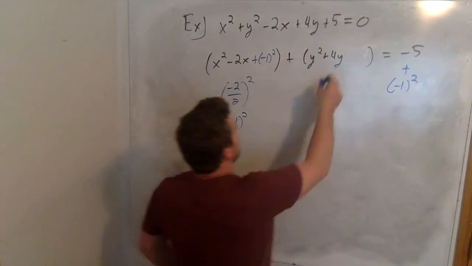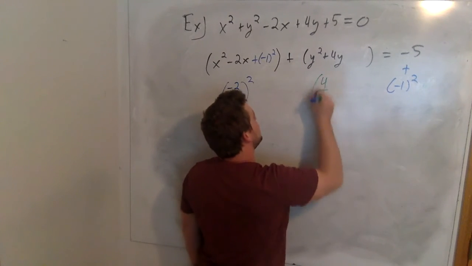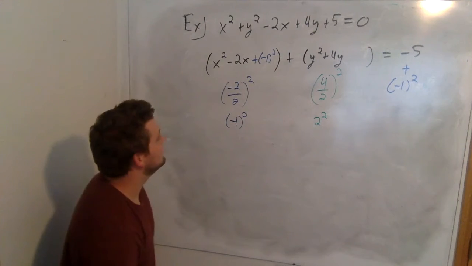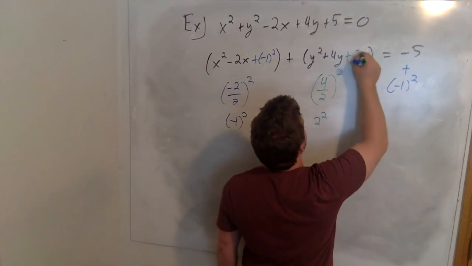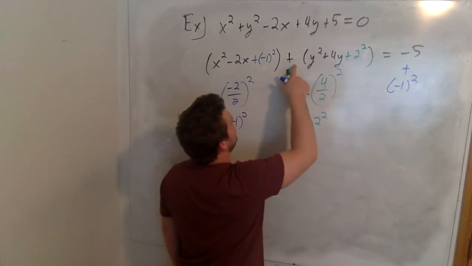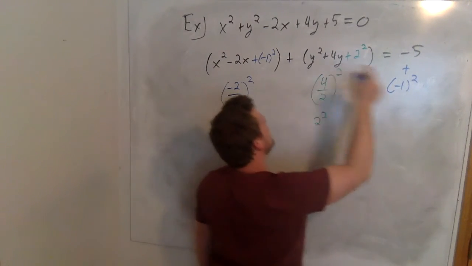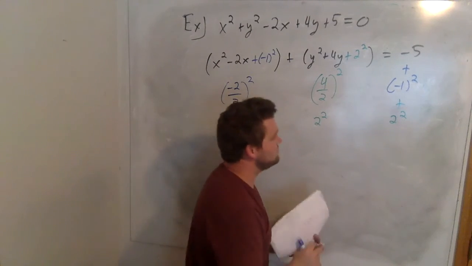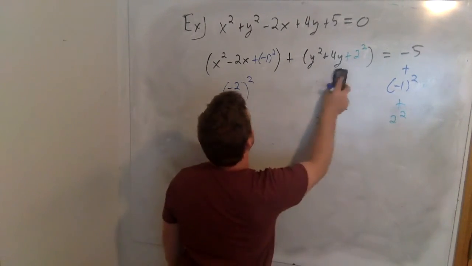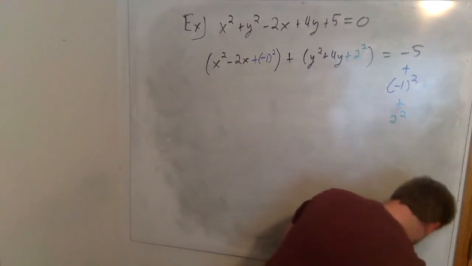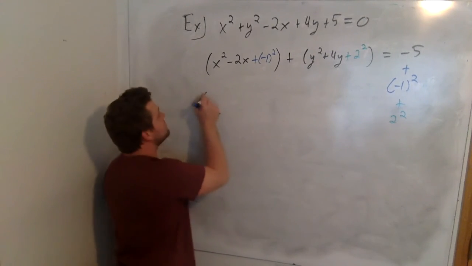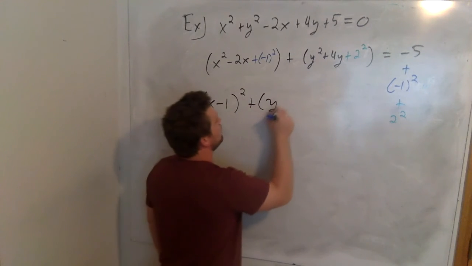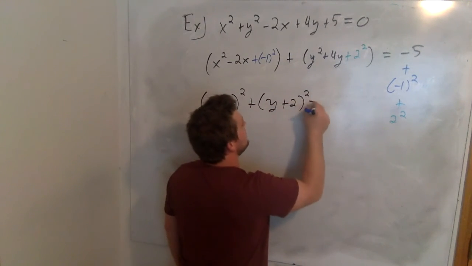Over here we'll take the 4, cut that in half and square it. We'll get a 2 squared. So we want to add a 2 squared here. We added a 1 times 2 squared on the left, and we're adding a 1 times 2 squared on the right. So let's see what we get. This will factor to 1 times (x minus 1) squared plus 1 times (y plus 2) squared.